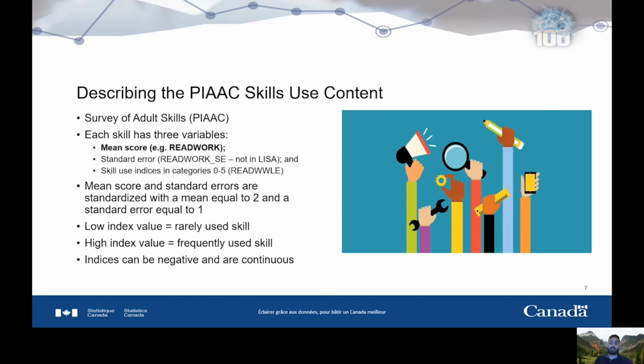Though in the LISA survey, we only include the mean and the categorized skill variable. So for the skill indices, a high value means the individual uses that skill frequently, and a low value means the individual uses that skill less frequently, rarely. The skill use indices can be negative due to standardization, and are also continuous.